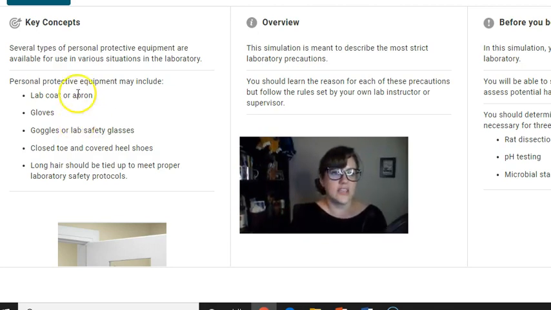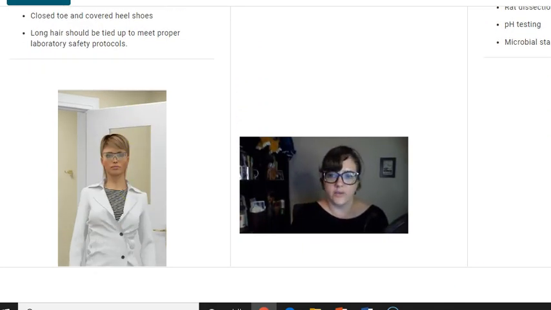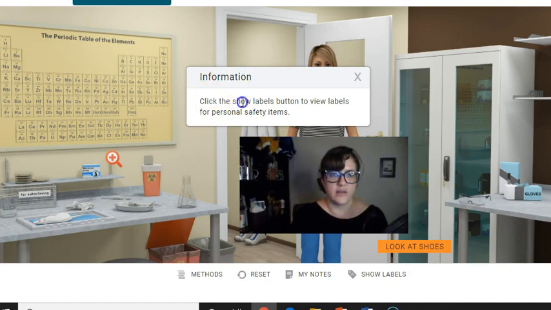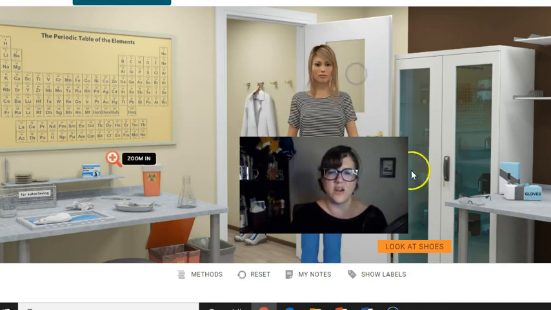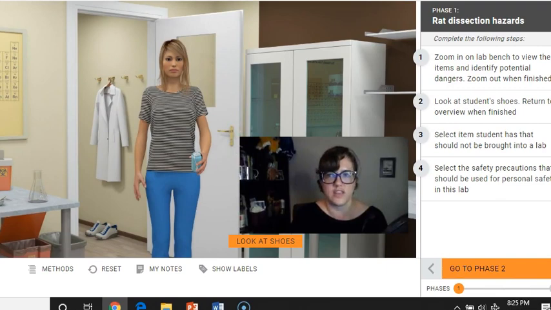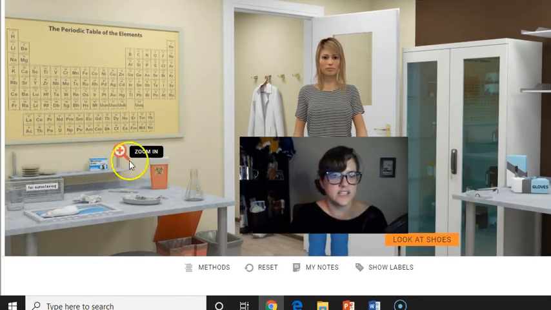Okay, so how do we keep yourself safe in the lab? That's what this is going to tell you. When I was playing around with it, I was very confused, but literally you just read the instructions to the side. Zoom in on the lab bench to view the items and then see what seems dangerous.